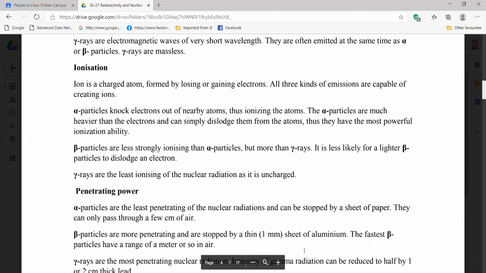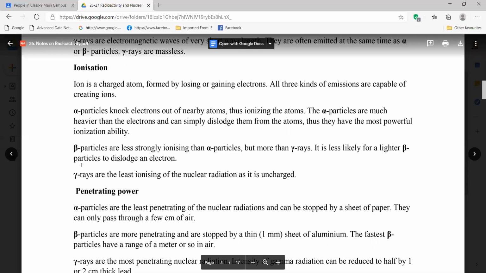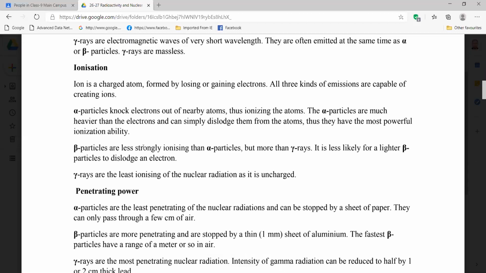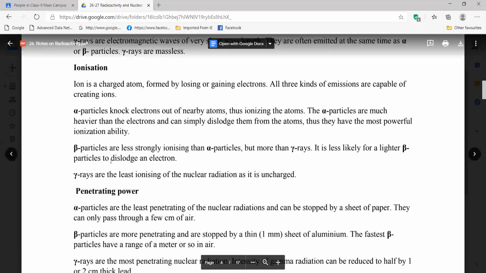I don't understand that. Beta particles, they have also charge, right? Yes, sir. So they can also dislodge the electron as they have charge, they have some mass, they can hit the electron and take out some electrons also, right? Yes, so they have also some capacity to dislodge electrons to ionize the atoms, but their power is less than alpha.